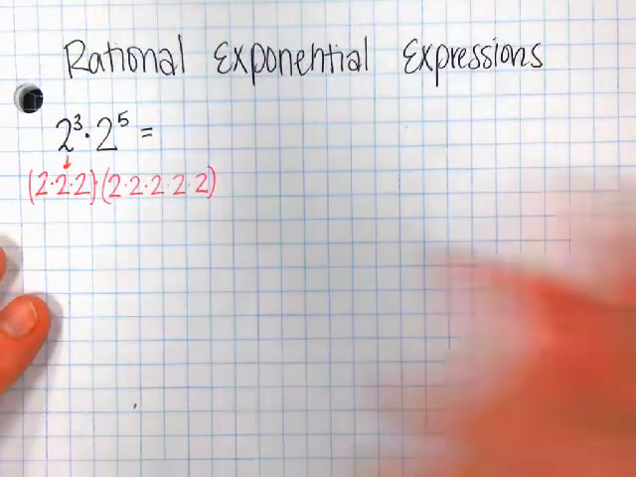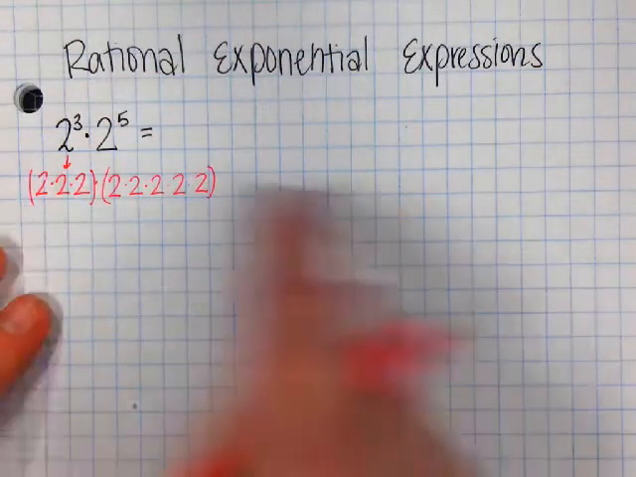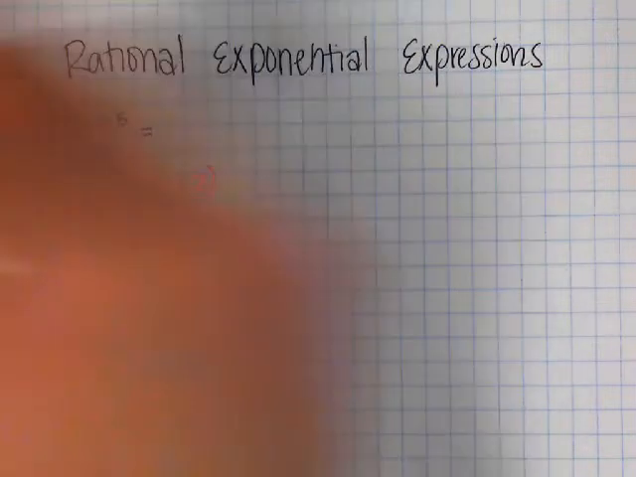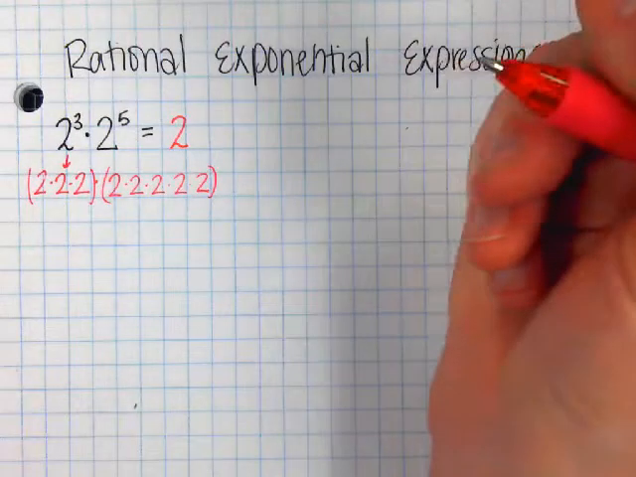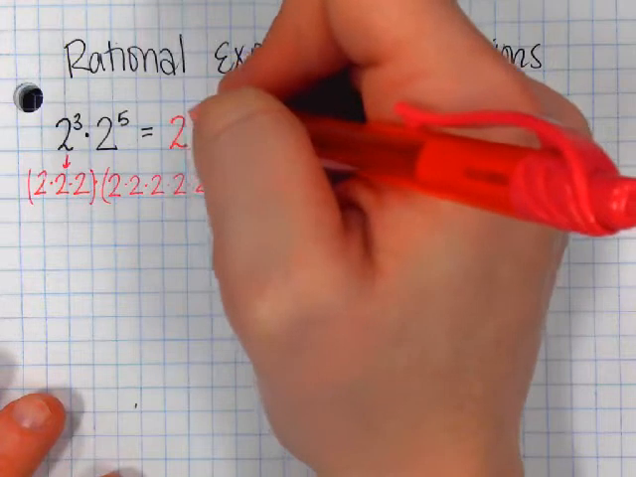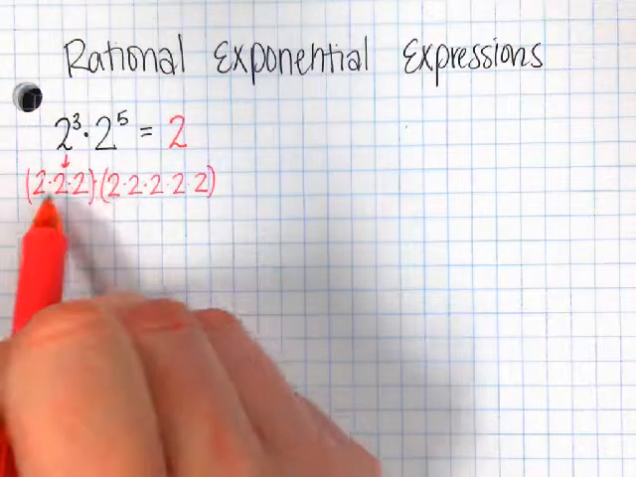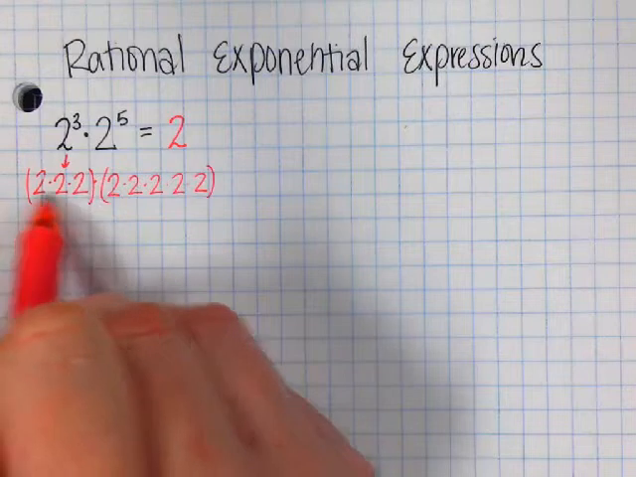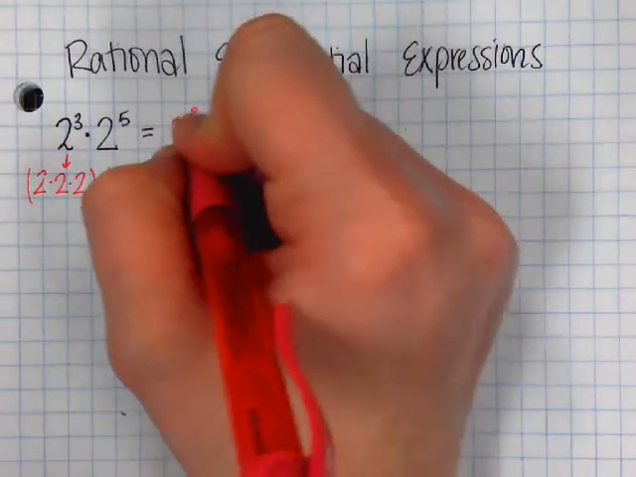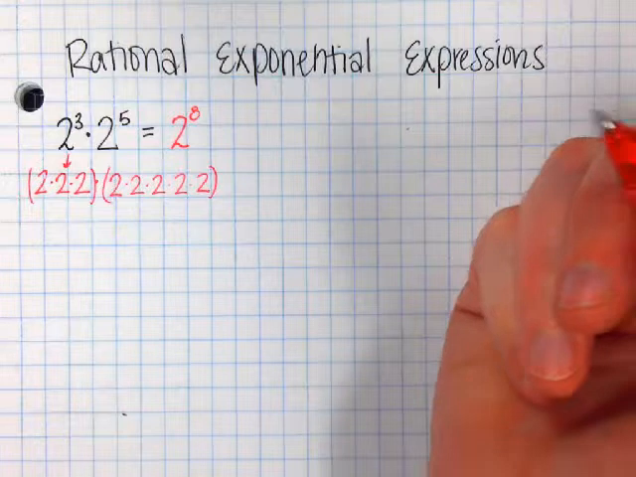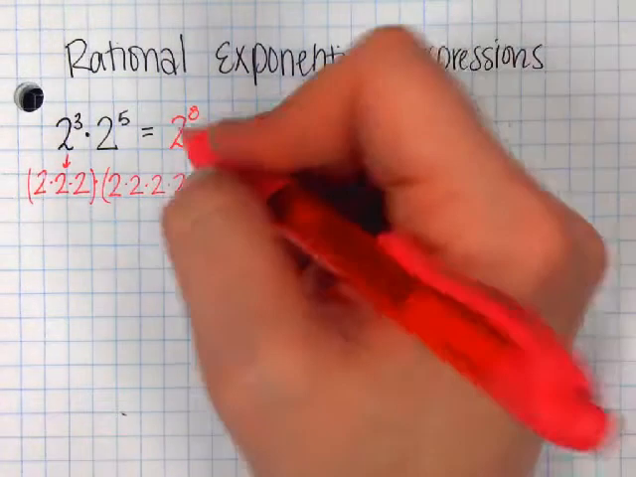So then if I want to simplify this, I want to write just one base of a 2, and then write a single exponent. So I have 3 and 5, so 1, 2, 3, 4, 5, 6, 7, 8. So I actually have 8 2's multiplying, or 2 to the 8th power.